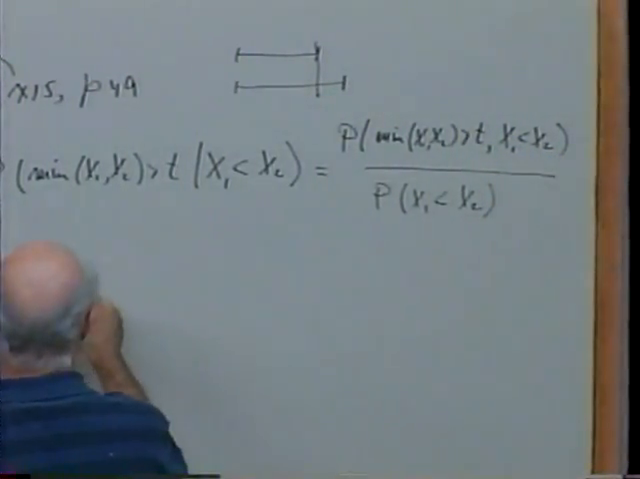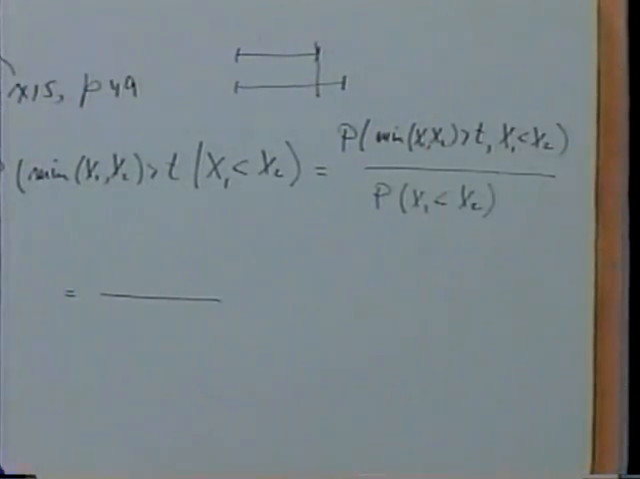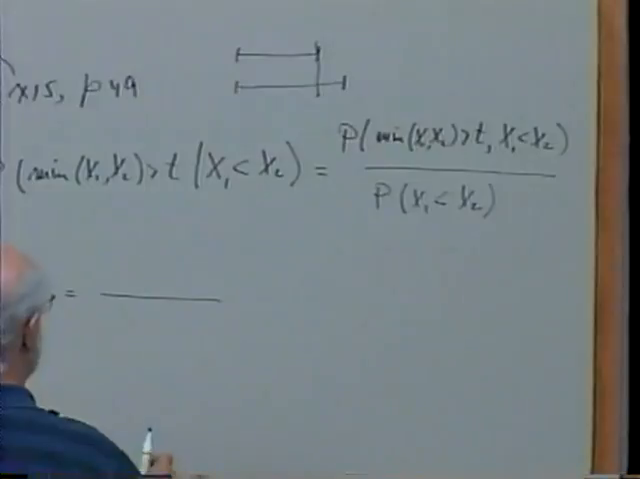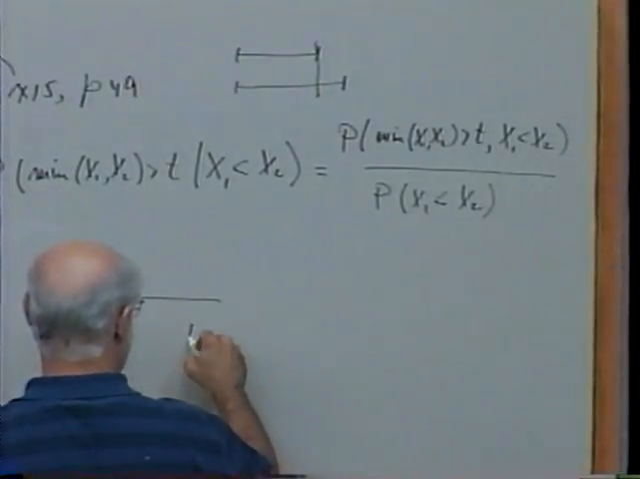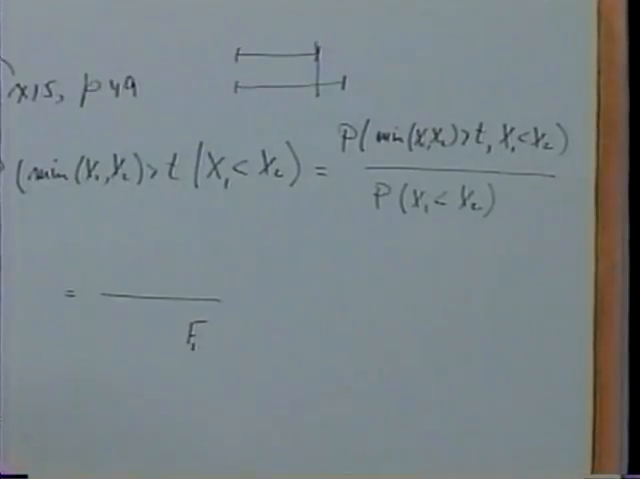So now I'll calculate each of those separately. So let me do the denominator first. It's easier. So what I'll do is I'll let f1 be the distribution function of the random variable x1.